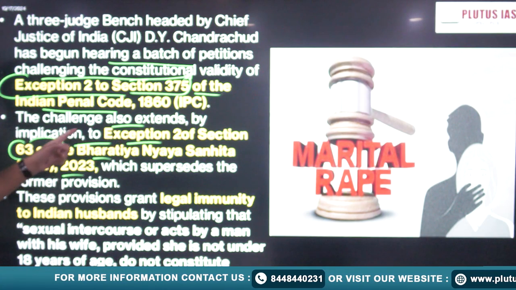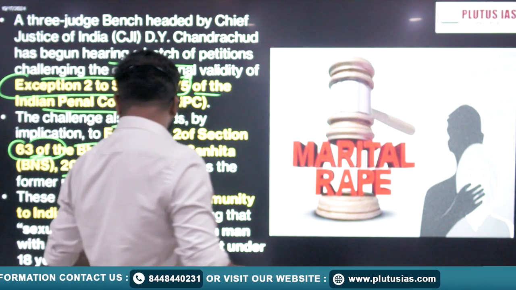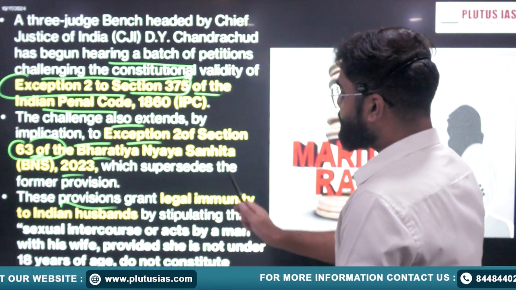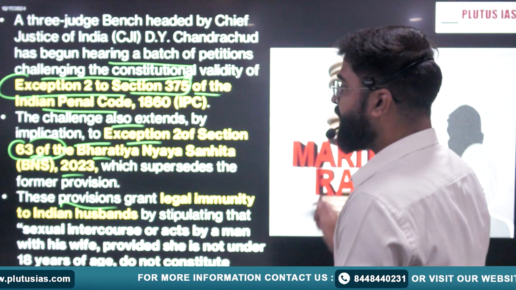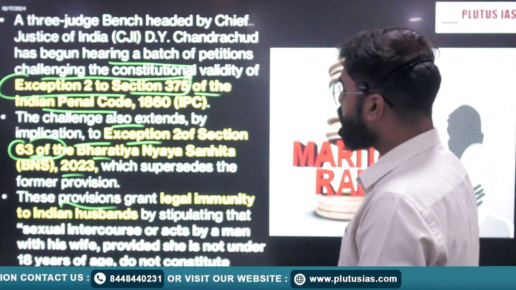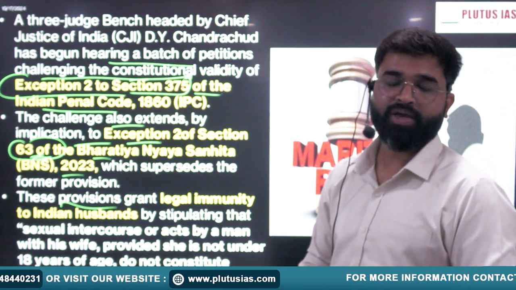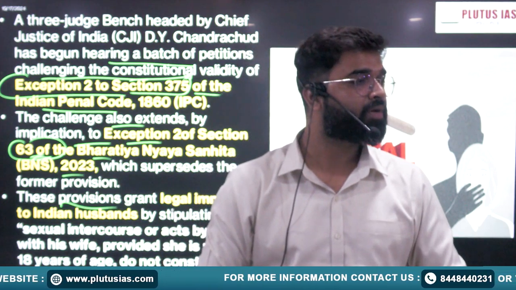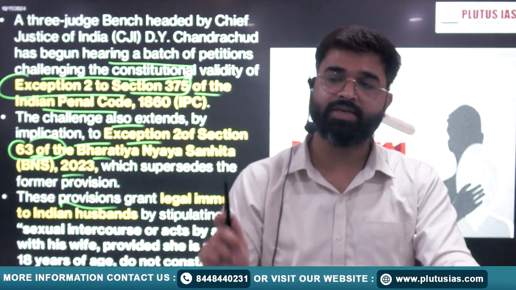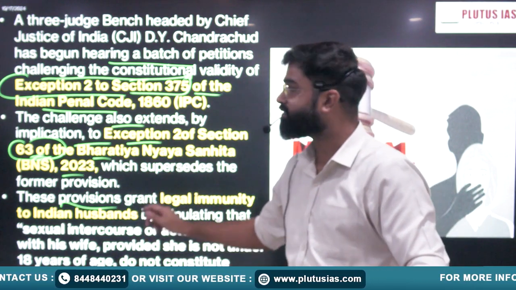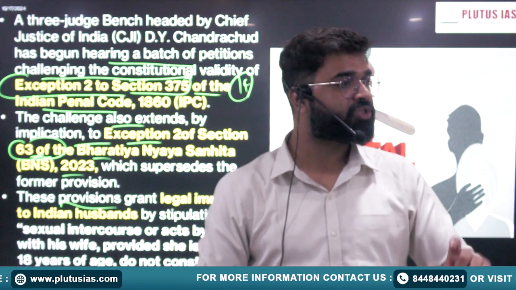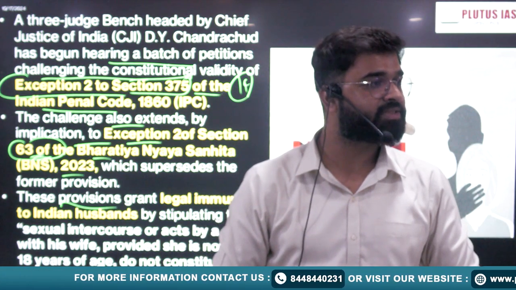Section 2 of 63. Now, these provisions grant legal immunity to the Indian husband by stipulating that sexual intercourse or acts by a man with his wife, provided she is not under 18 years of age, do not constitute rape. So if any husband is raping his wife, that will not be considered rape. This is the exception given under the Bharatiya Nyaya Sanhita. Earlier, that particular thing was mentioned as 14 years of age.